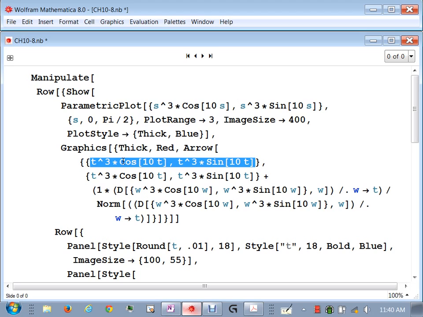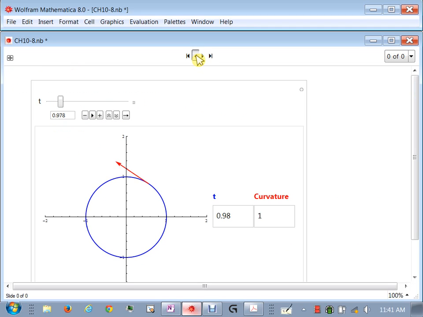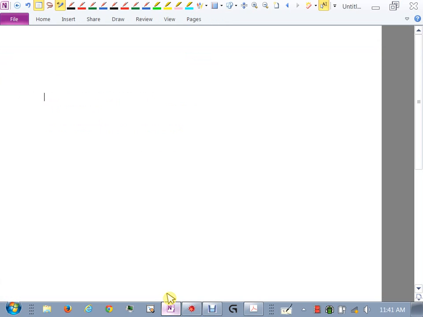You're correct, this is not one example. Do you want to show that the curvature of this is constant? How would you go about that? Well, let's do it real quick. If we have r of t equals cosine t, sine t, let's show that the curvature is 1. According to my graph, it was.